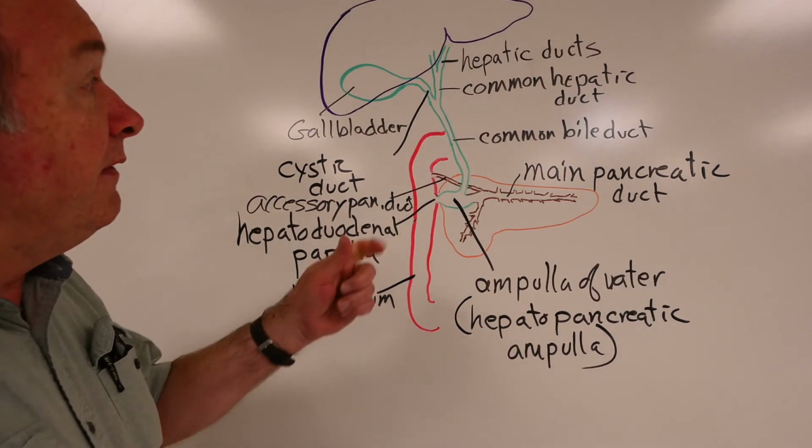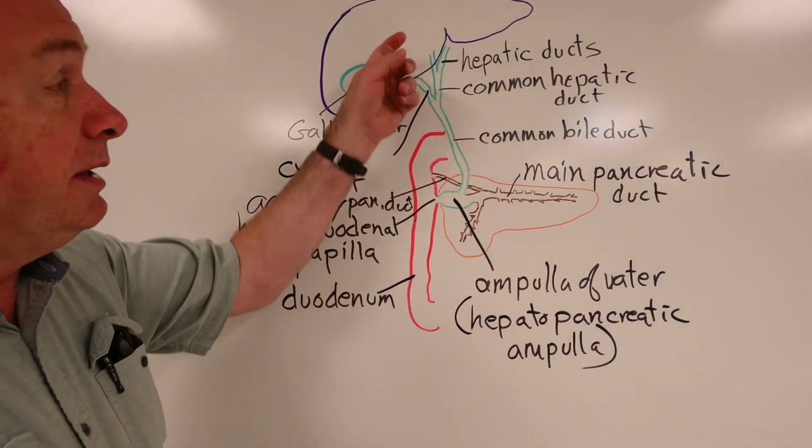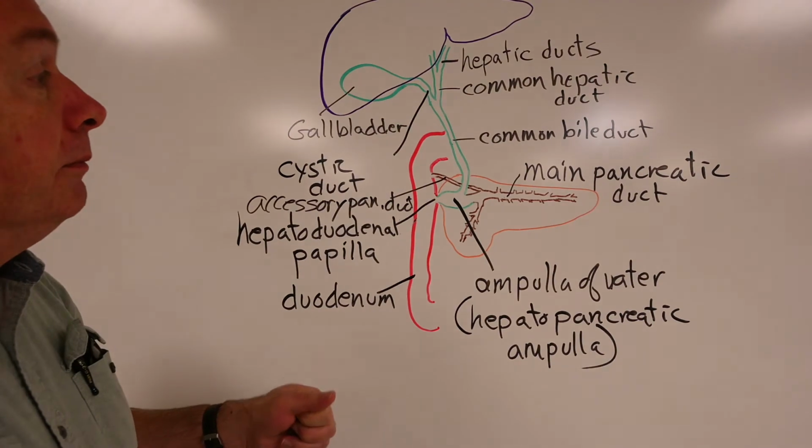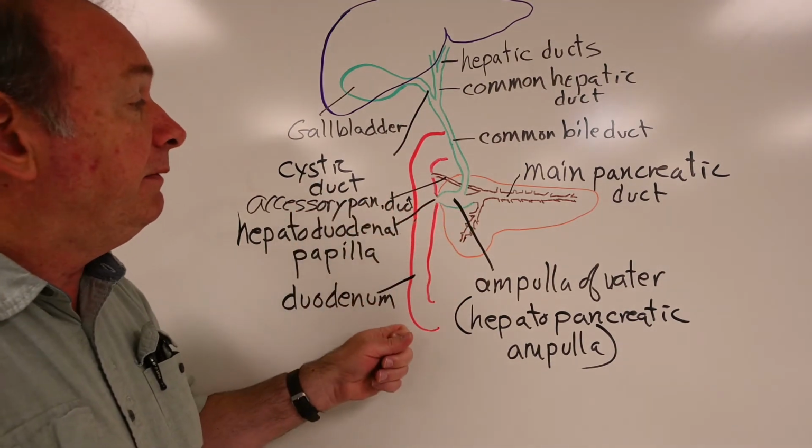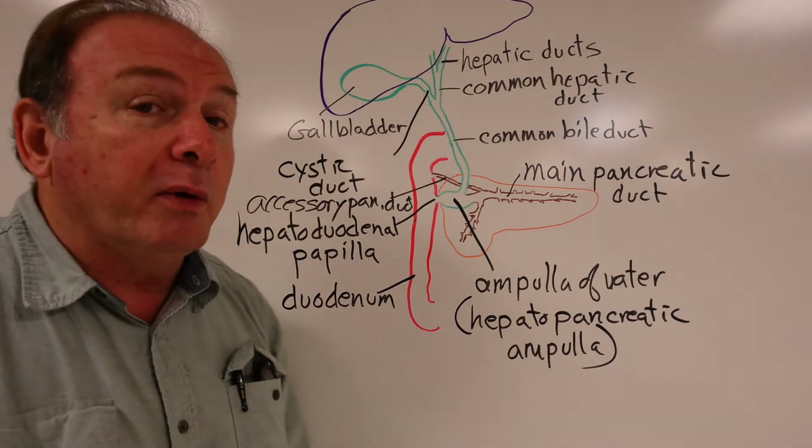Next, we're going to revisit the biliary system, pancreas, and liver, and see where these structures come from developmentally. Very interesting origin for the whole thing.